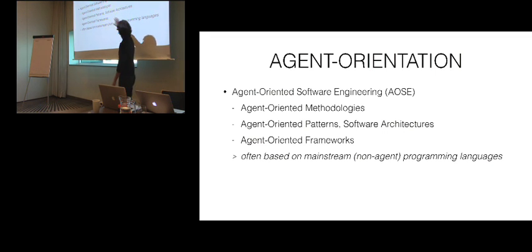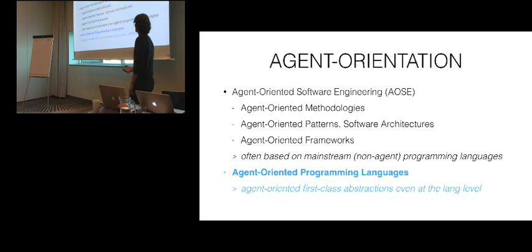And in this research we use, as much as possible, non-agent programming languages. For instance, one of the most used platforms to build multi-agent systems is Jade, which is implemented in Java. A slightly stronger approach is to seek agent-oriented programming languages. The idea from that community is that you want agent-oriented first-class abstractions even at the programming language level, not only in terms of software architecture.